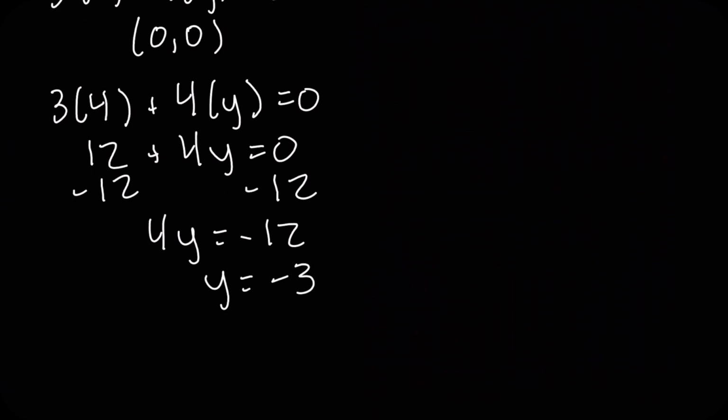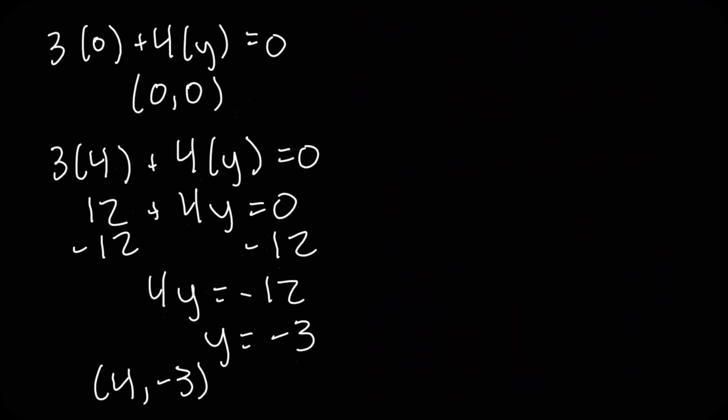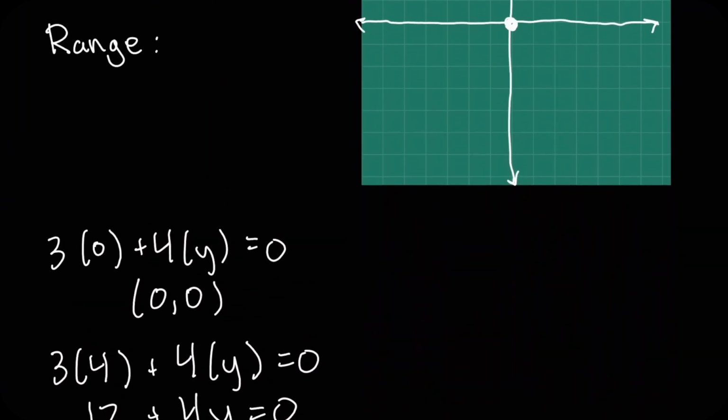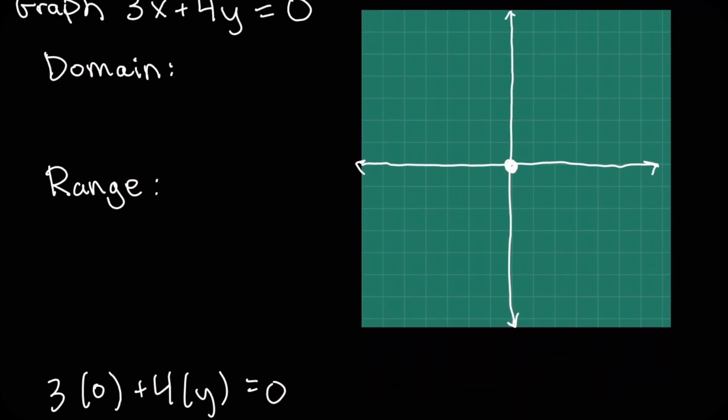So our x value that we picked was 4, and our y value that we got as a result was negative 3. And you could pick another value and see what you get from your equation, but these are just the points that we picked. So let's go ahead and count off 4 to the right: 1, 2, 3, 4, and then go down negative 3: 1, 2, 3, and plot your point and connect your line.